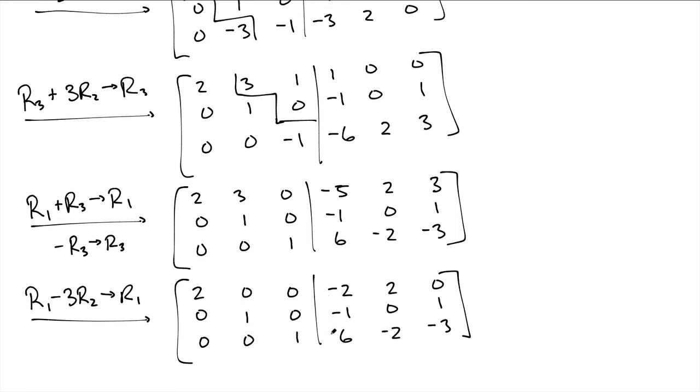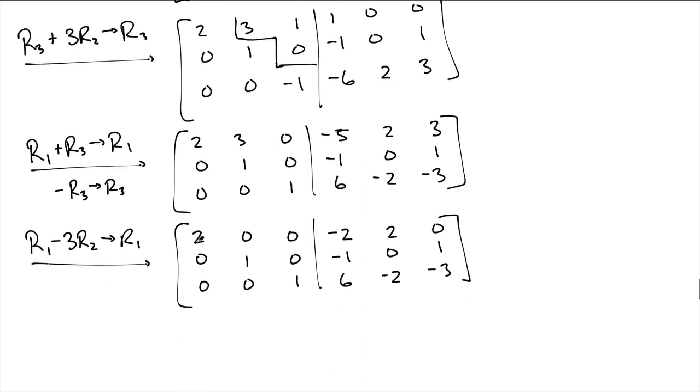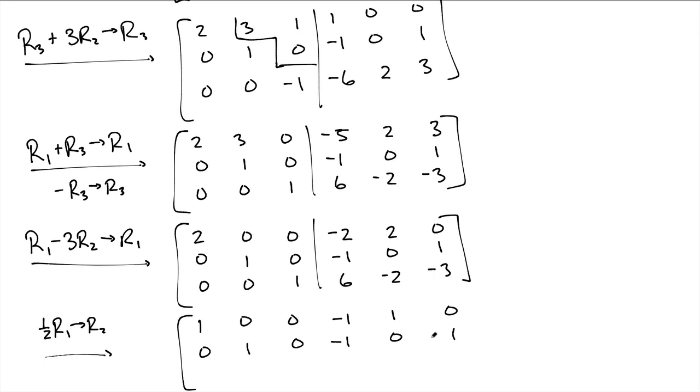Now I'm almost there. The last thing I need is for my first row, I need a 1 right there. So we'll go ahead and just multiply our first row by 1/2. 1/2 times row 1 will be our new row 1. That's 1, 0, 0, negative 1, 1, 0. And my second row stays the same. And my third row stays the same.